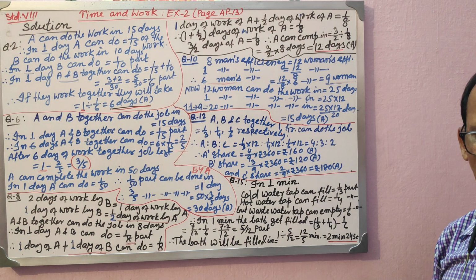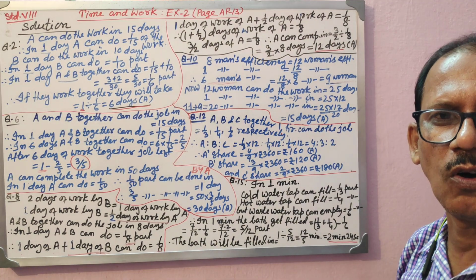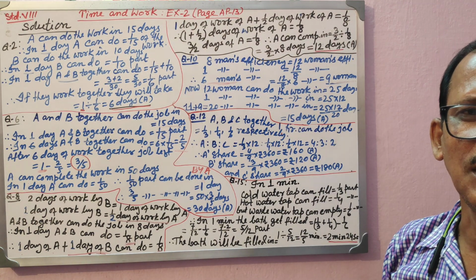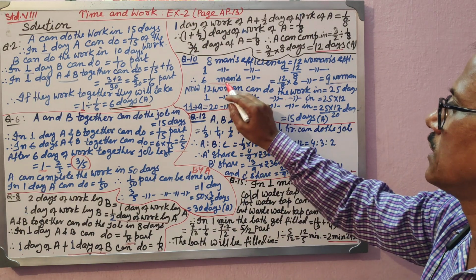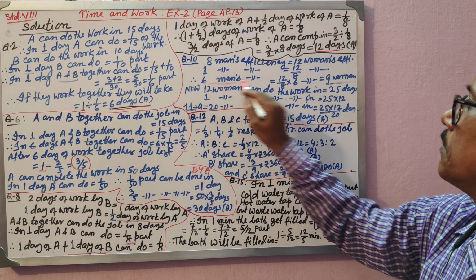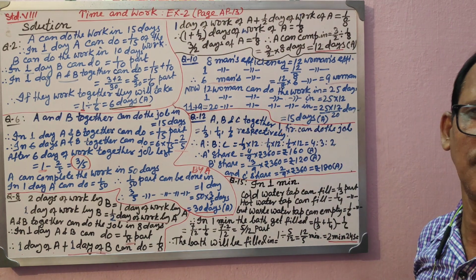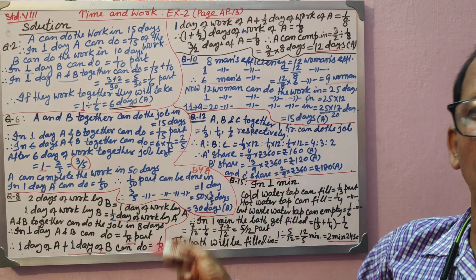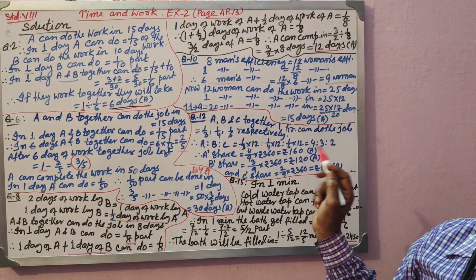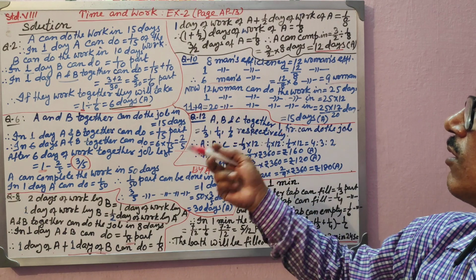Now I will go to the second sentence of the question, that is, in how many days 6 men and 11 women. 6 men became now 9 women. So that means 11 women plus 9 women can do the job in how many days? That we have to find.